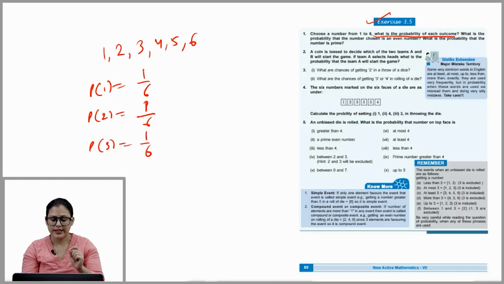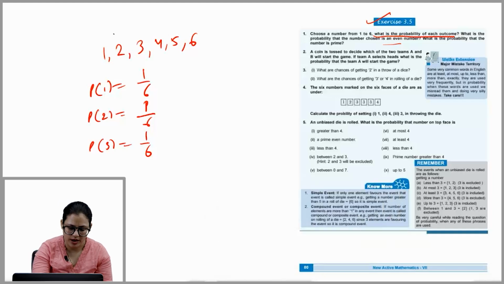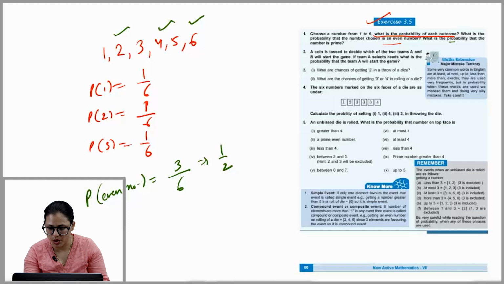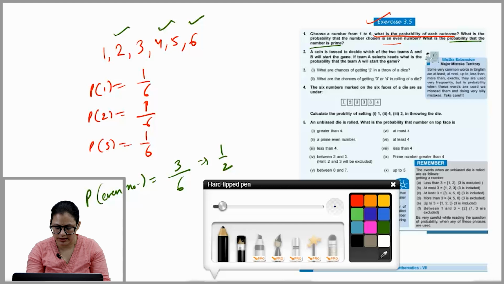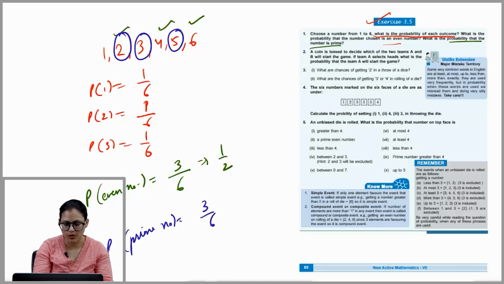Now, next question, what is the probability that the number chosen is an even number? First you have to count how many even numbers there are: 1, 2, 3. So the probability of getting an even number is 3 out of 6, or you can say half. Next question, what is the probability that the number is prime? First find how many prime numbers there are: 1, 2, 3. So the probability of a prime number is again 3 by 6, or half.